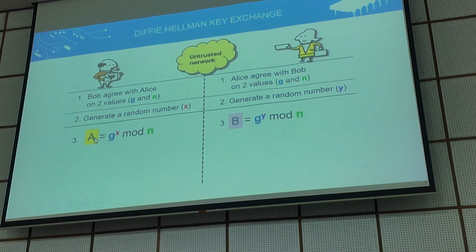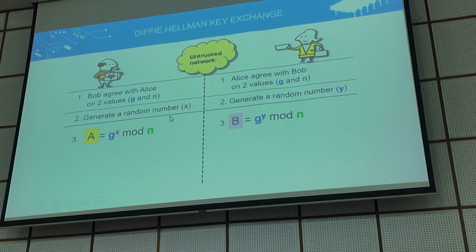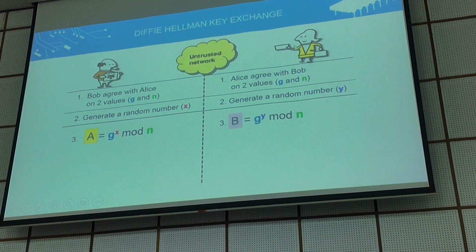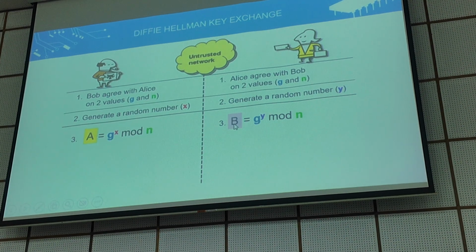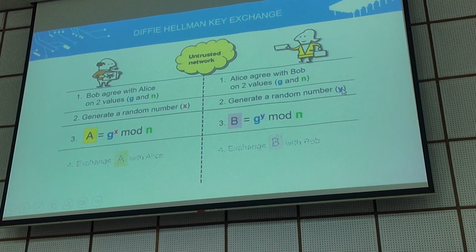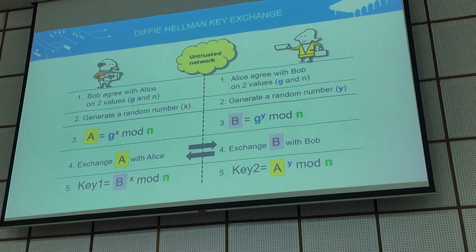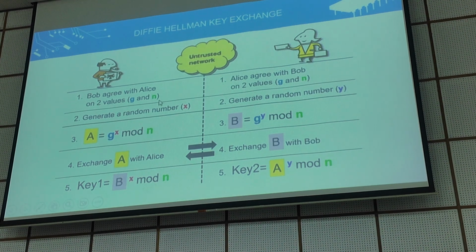Then they will use the formula. G, the first value here, power to X modulus N, the second value here. And this girl will also use the same formula to find out the key B. So after they find out the values A and B, they will exchange the values. After exchanging the values, they will use the formula again to find out the secret key. So this is the Diffie-Hellman key exchange. You can substitute the values with numbers.